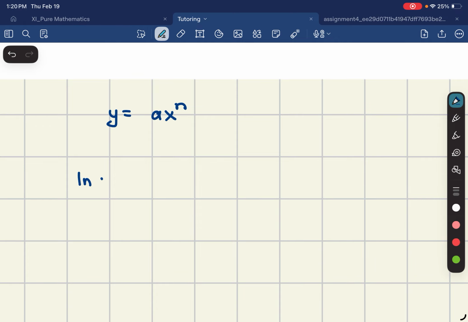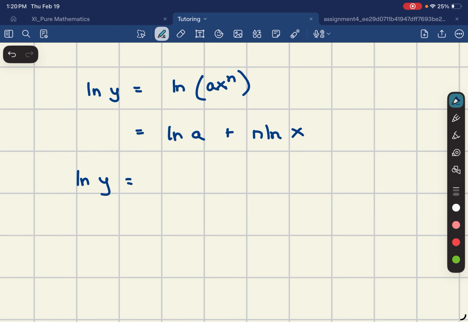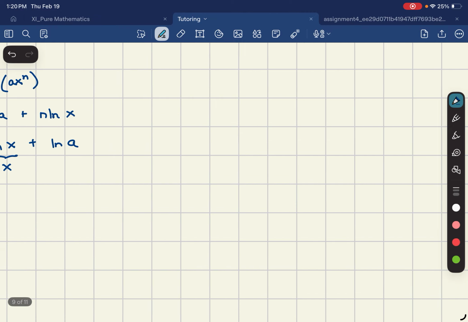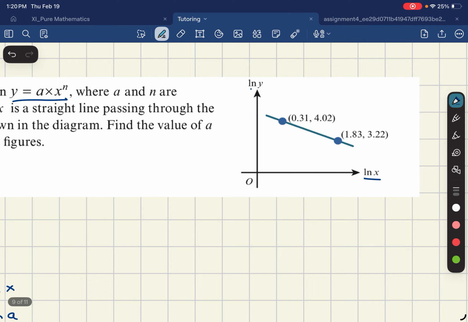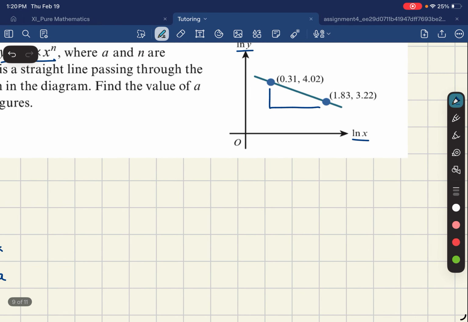So let's just start by linearizing this. We take the natural log of both sides, and I have ln a plus n ln x. So ln y is equal to n ln x plus ln a. Now if you think about it, ln y is going to be plotted on my y-axis. Ln x is going to be plotted on my x-axis, as it is in the diagram. I have ln x on my x-axis, ln y on my y-axis. And n is going to be your slope. And we can calculate this slope because we have been given 2 points.